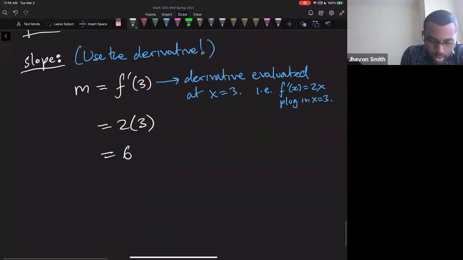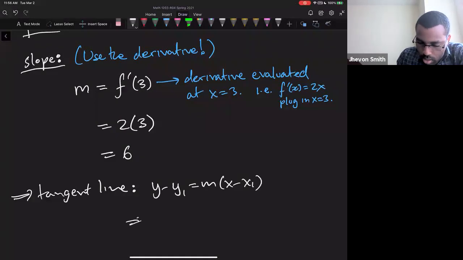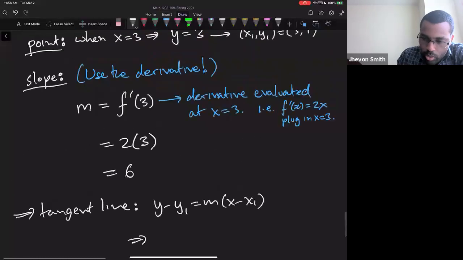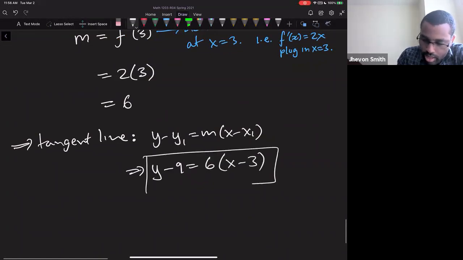I can use a formula. The tangent line is going to be, well, y minus y1 equals m times x minus x1. So the y1 was 9, the m was 6, the x1 was 3. That is your tangent line.